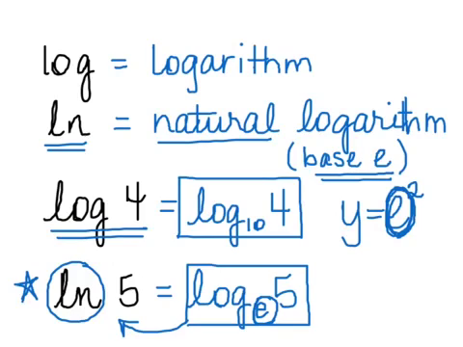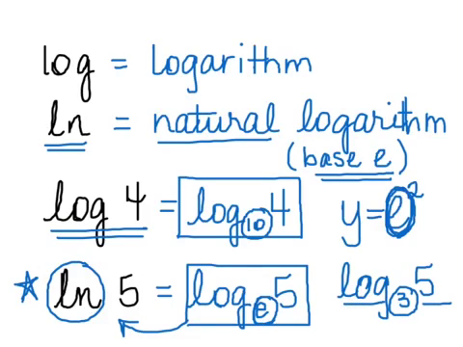The most common log is your common log, which is log base 10 of 4. But you can have log base 3 of something. So we'll say log base 3 of 5. The number can be anything as long as it's not 1 and as long as it's positive. But the most common ones are the two that we have here, and that's why we have special calculator keys for log and ln.